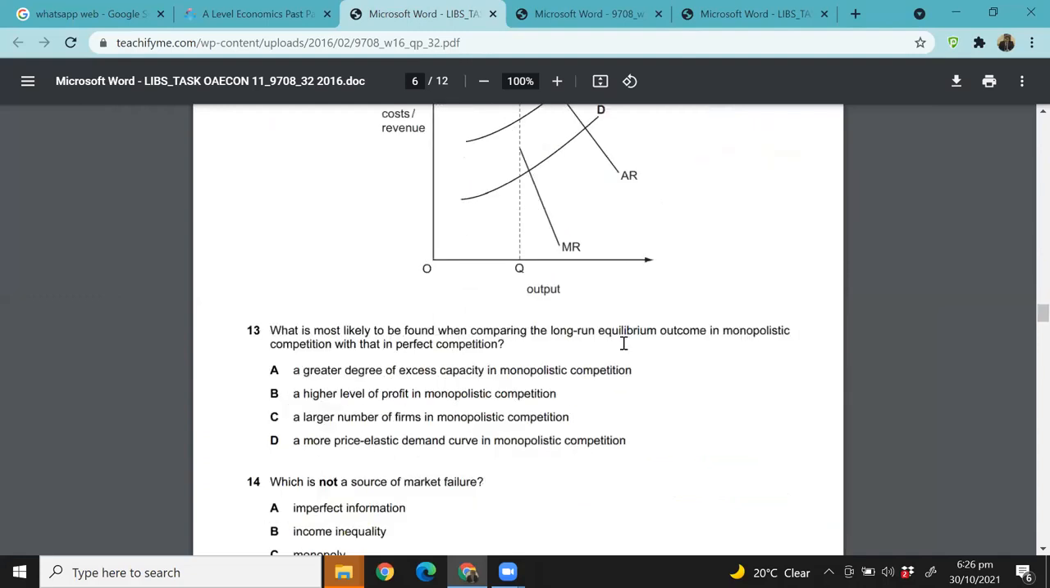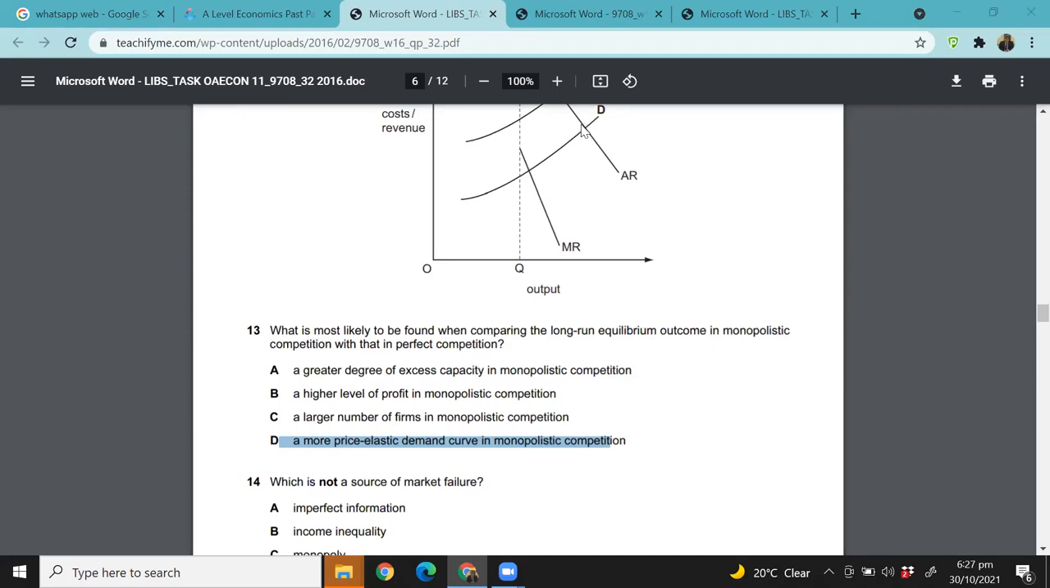Absolutely. Let's move on. What is most likely to be found when comparing the long-run equilibrium outcome in monopolistic competition with that in perfect competition? A: a greater degree of excess capacity in monopolistic competition, B: a higher level of profit in monopolistic competition, C: a larger number of firms in monopolistic competition, and D: a more price elastic demand curve in monopolistic competition. What do you think is the answer?